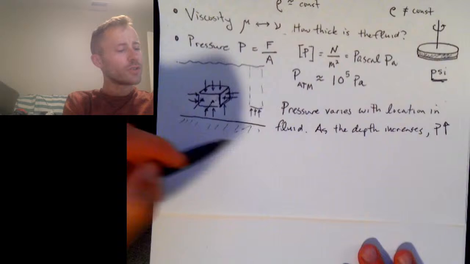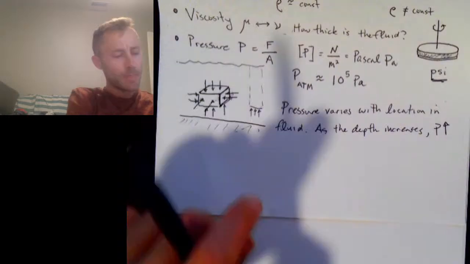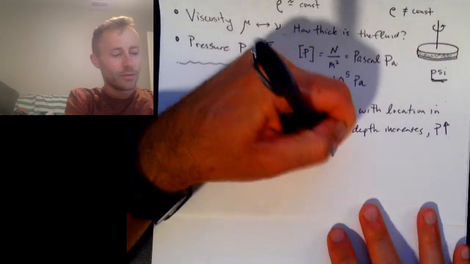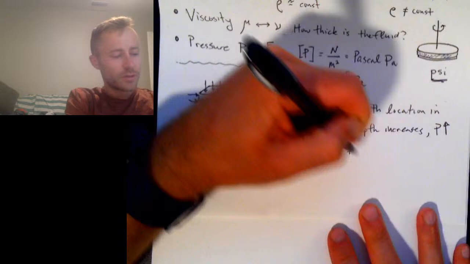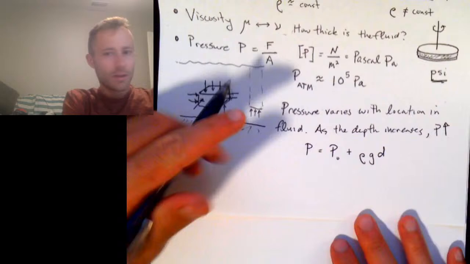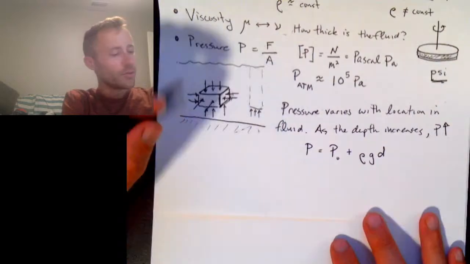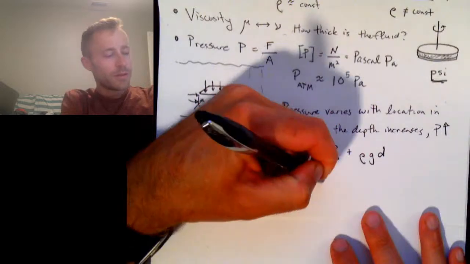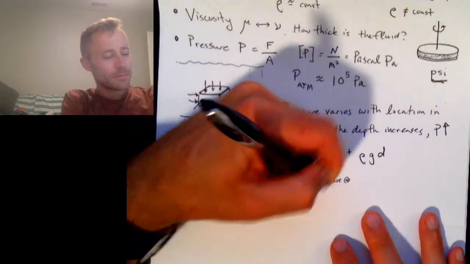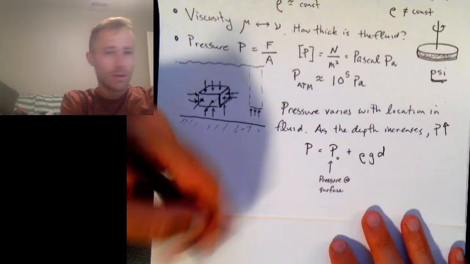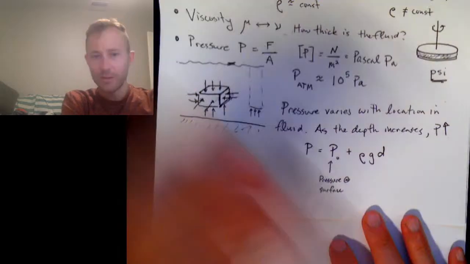So there's a nice little equation, which is that the pressure is equal to P0 plus rho g d. Okay, so what do all these variables mean? Well, P naught is the pressure at the surface, which is, of course, going to be atmospheric pressure, okay? You know, the pressure here at the surface is 10 to the 5th pascals, all right?